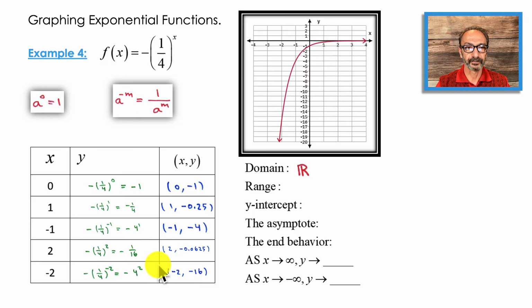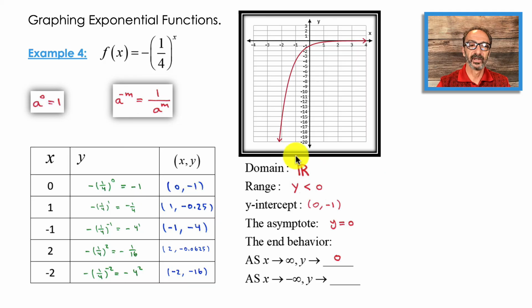Here's the graph. We have 0, -1 up here. We have -1 and -4 down here, and -2 all the way down to -16 right there. And of course, those small numbers. Domain, all real numbers. Range, since we are below the x-axis, y less than 0. Y-intercept will be 0, -1. That's this point. The asymptote will be the x-axis, or y equals 0.